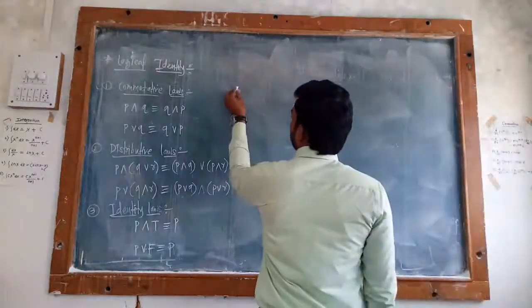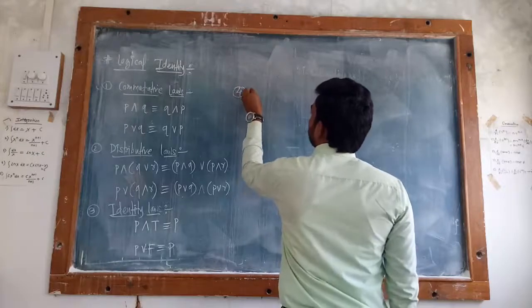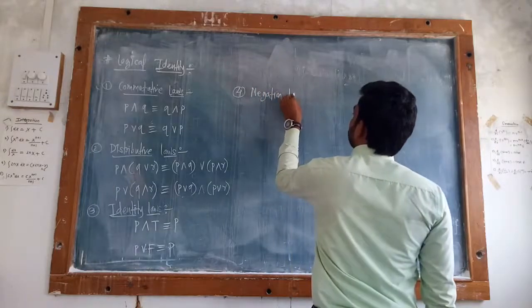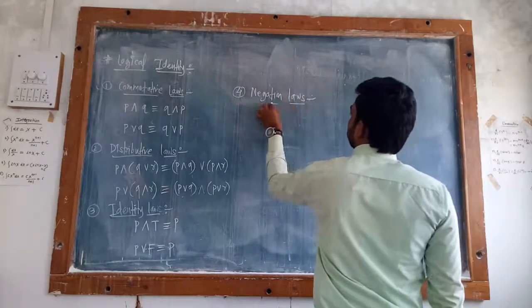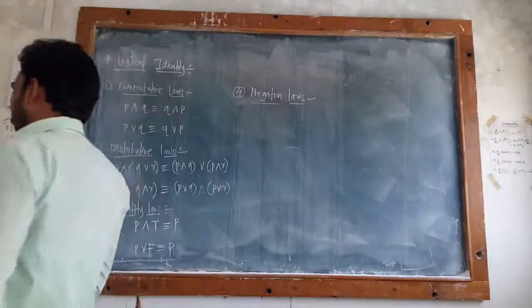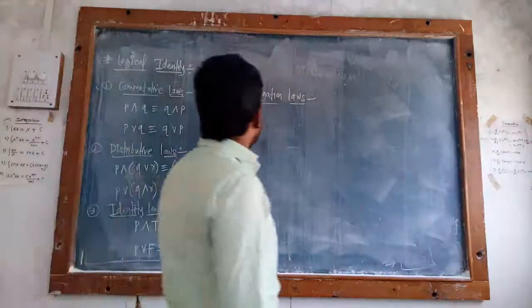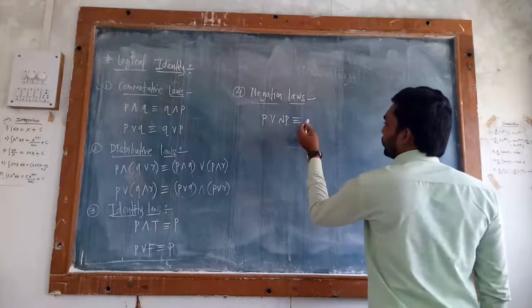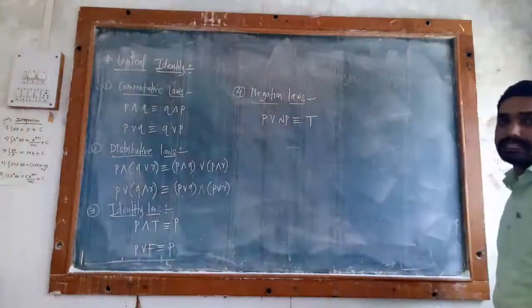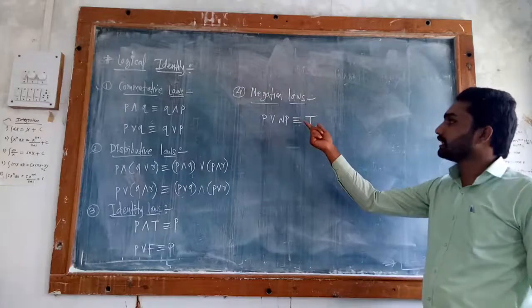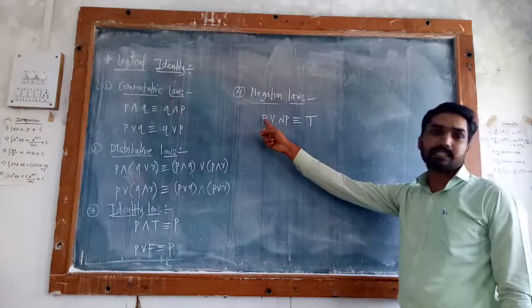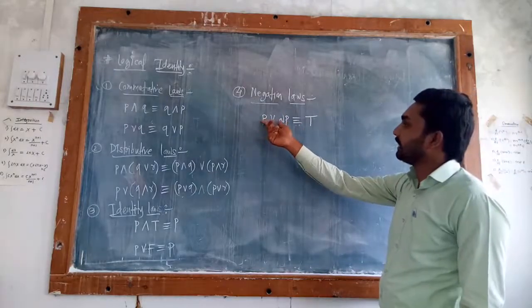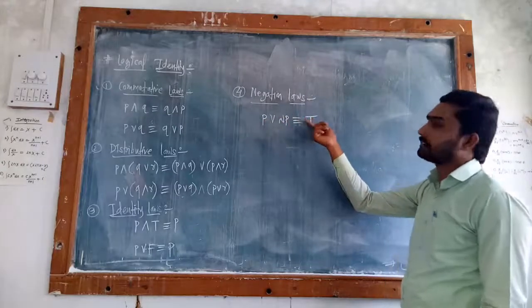Next, the fourth one is the negation law. The fourth law is the negation law. That is, P or negation P is logically equivalent to T. That means if we take the value of P as T, then negation of T is F, and T or F is T.